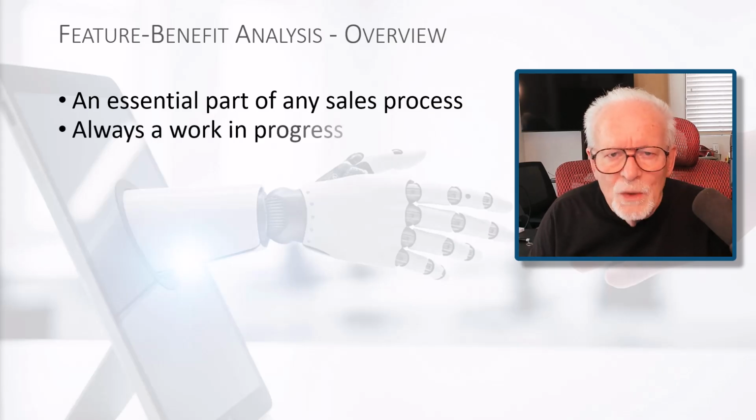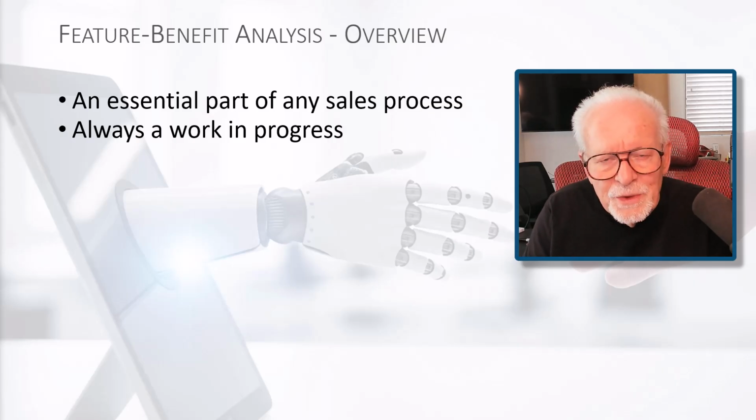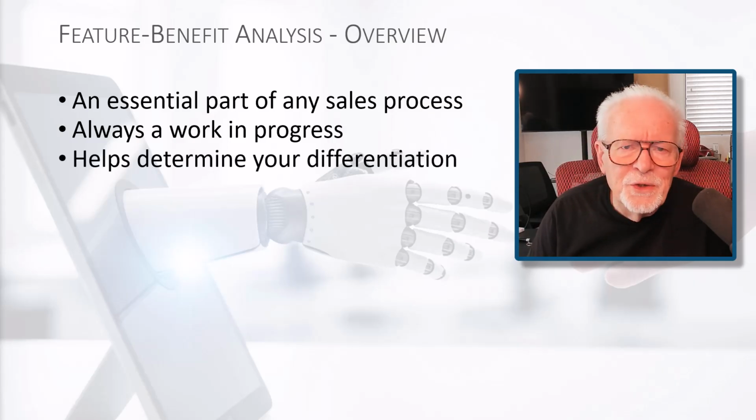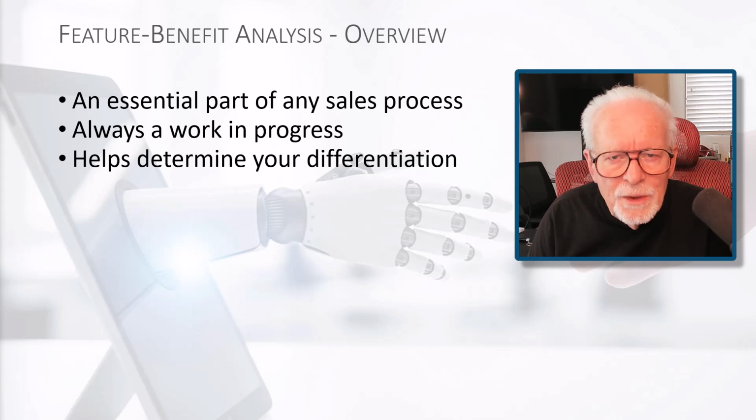It's always a work in progress. So if you have a feature benefit library somewhere, you want to add to it as frequently as possible. As you identify more features of what you have or how buyers are using it, you want to be able to add it to that list for everyone in your organization. It helps you determine your differentiation. That's the U in PLUSH, and there's a module on that.